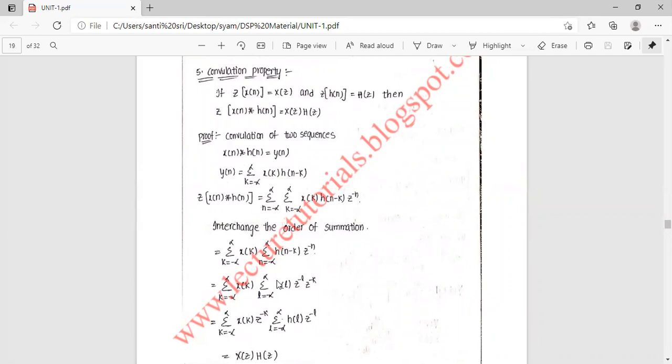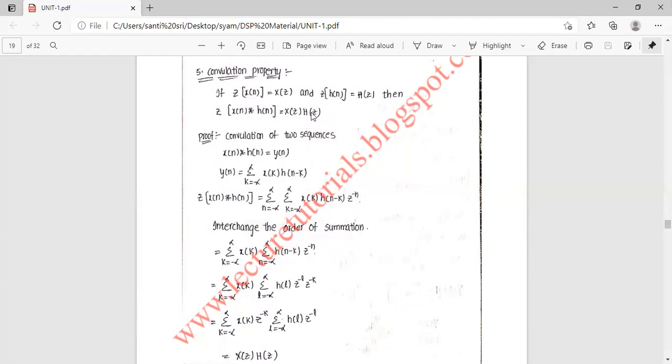Next, coming to the convolution property. As we already know the definition of convolution, x of n convolved with h of n gives y of n. The convolution in time domain becomes simple multiplication in frequency domain. So if the z transform of x of n is X(z) and the z transform of h of n is H(z), then the z transform of x of n convolved with h of n will become X(z) multiplied with H(z).